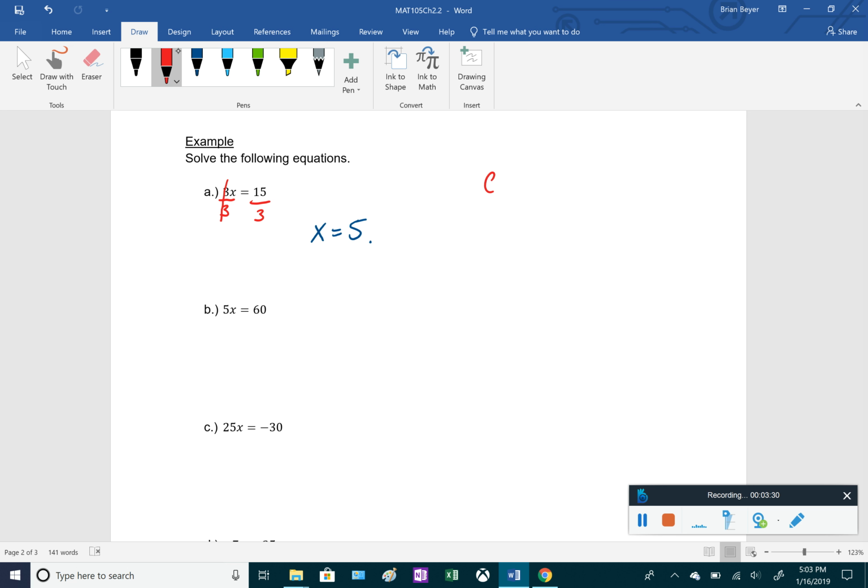Once again, we can check our answers, which I'll just check the first couple here. So that's 3x equals 15. We're going to plug in that 5 in there to x to see if we're correct. 3 times 5 equals 15. That is true. So that checks out.